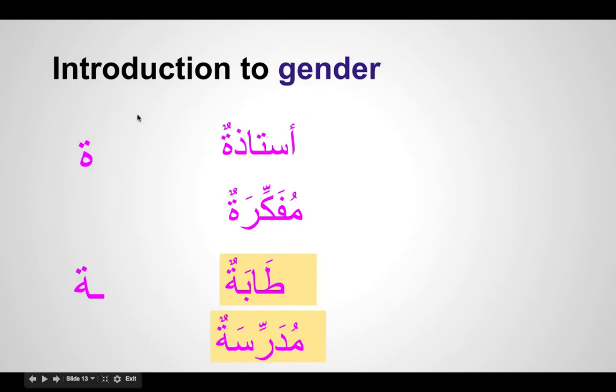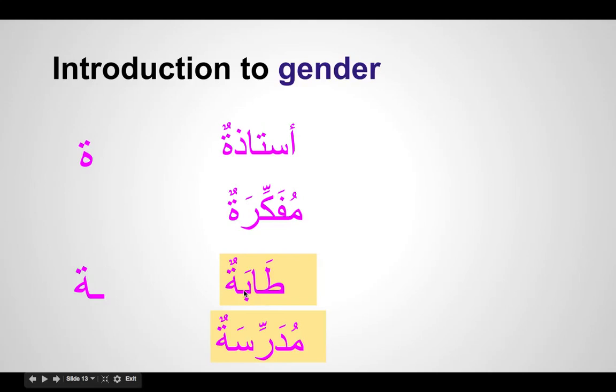So this is just a little bit about how you write this Ta. If you see here, Ustaz means a teacher, a male teacher. Ustazatun or Ustaza is what is called in Arabic a female teacher. When this Ta comes after a letter which does not allow the letters to be joined, the Ta is written in a circle.